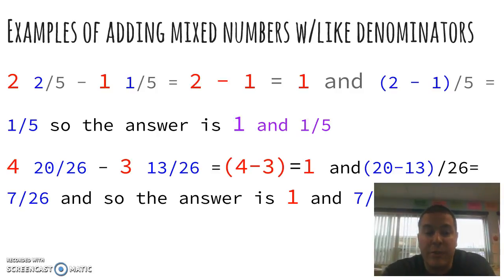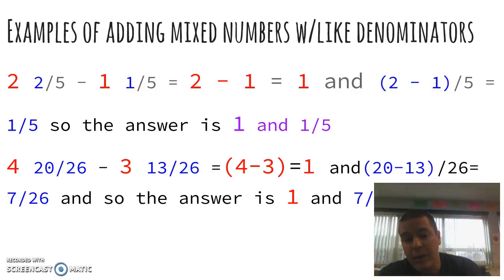Mixed numbers, no different. 2 and 2/5 minus 1 and 1/5. 2 minus 1 is 1. And then 2 minus 1 is 1. So 1 and 1/5 is going to be your answer.